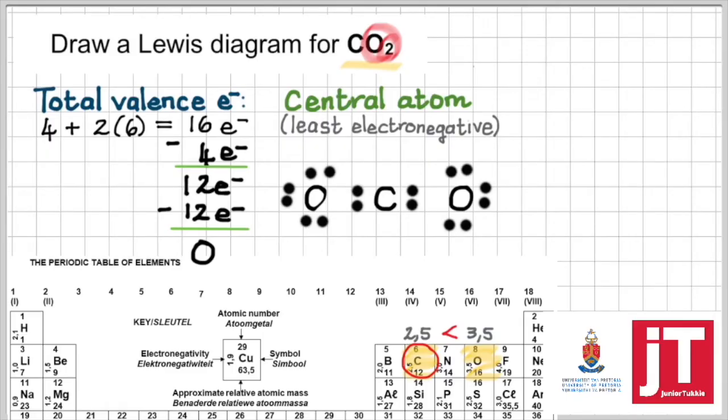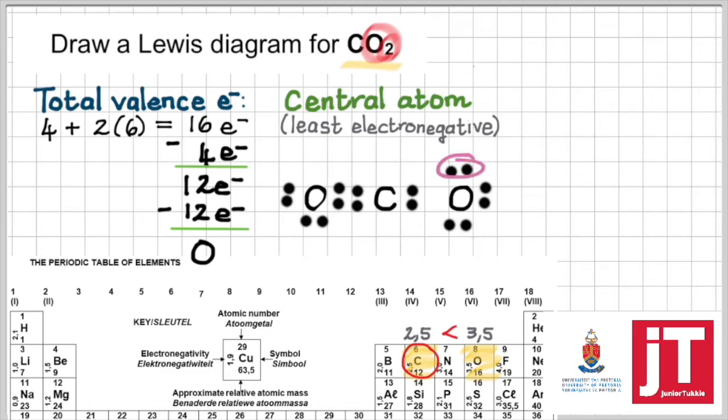We now notice that carbon only has 4 electrons surrounding it, while oxygen has its octet complete. We need to ensure that all of these atoms have their octet complete. So to do so, we can go ahead and move some of the electrons on the terminal atoms to the center so that the central atom also has its octet complete. We start off with the oxygen on the left and move a pair of electrons to the center.